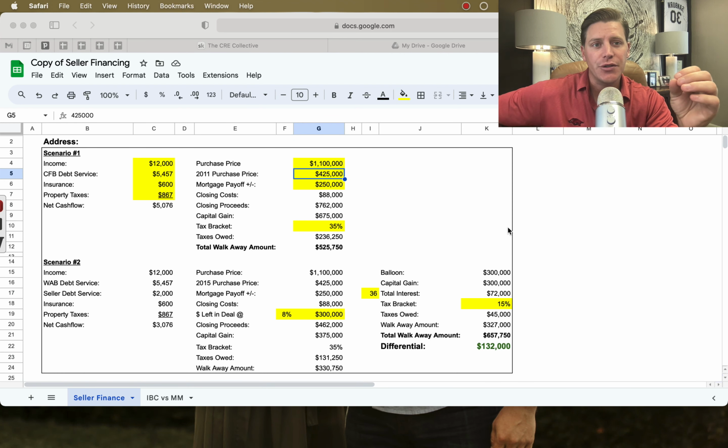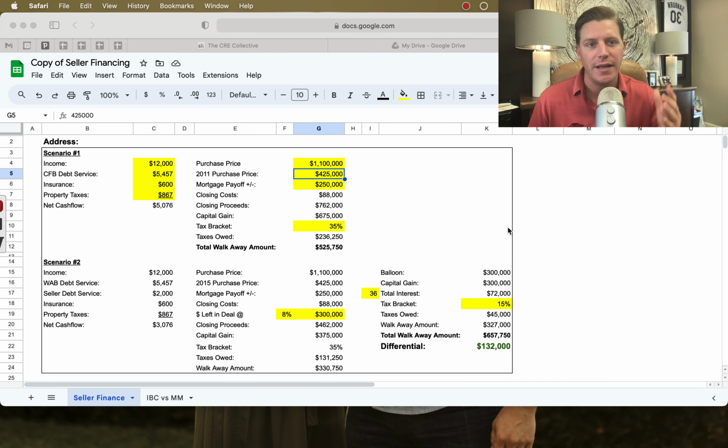If you've ever been interested to learn how you can convince a seller to finance you the down payment on a $1 million plus building, listen up because I'm going to explain exactly how I do it. So first of all, when I'm having a conversation with the seller, I have to comprehend and understand what is most important to these sellers.